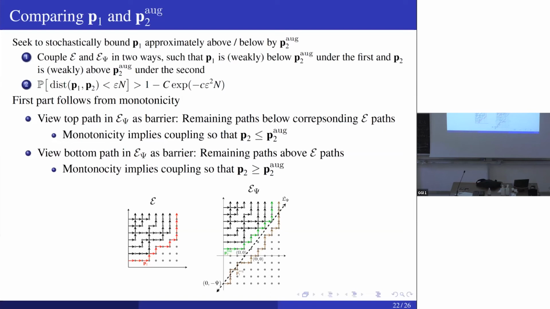Now the second coupling, the reverse inequality almost, is the following. I view the bottommost path, this brown path, as a barrier. So I view this as a barrier.